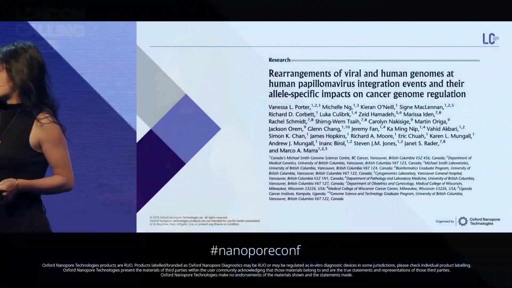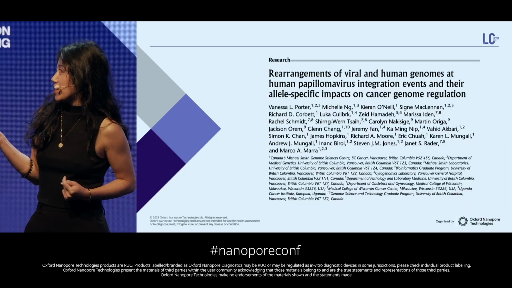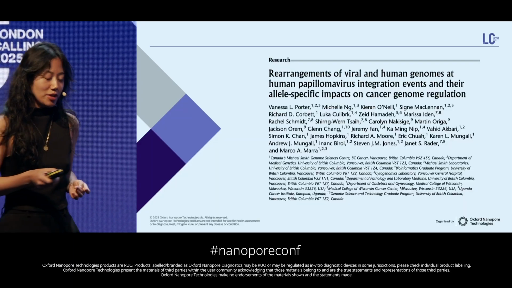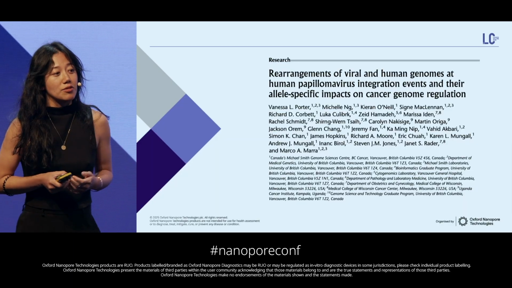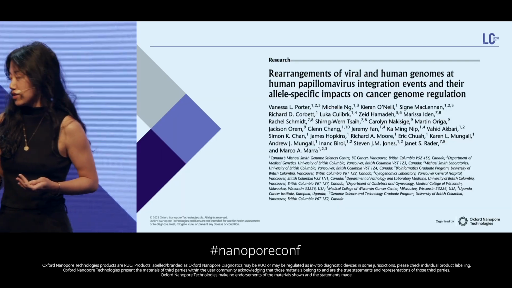I will be mostly presenting from our recently published manuscript led by Vanessa Porter, who is a very talented PhD student in our lab who is now working in the private sector. And I will be talking about human papillomavirus, or HPV, integration events in cervical cancer.